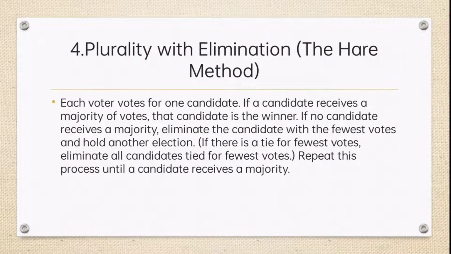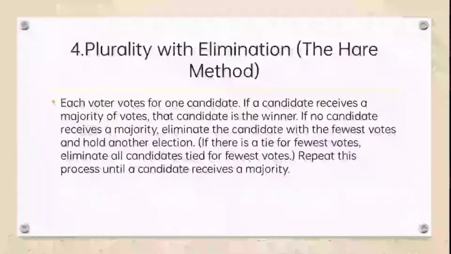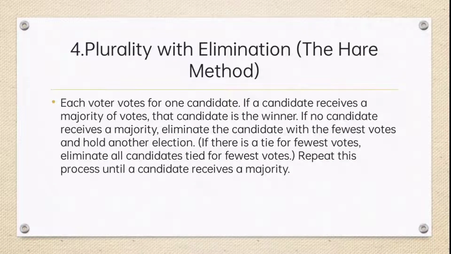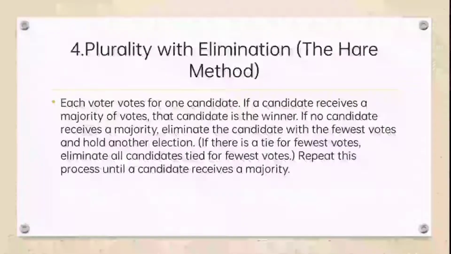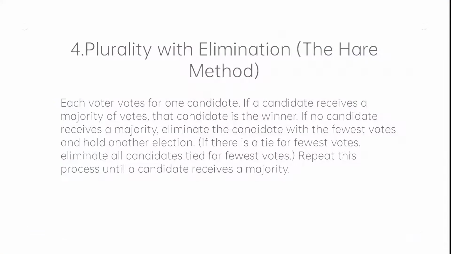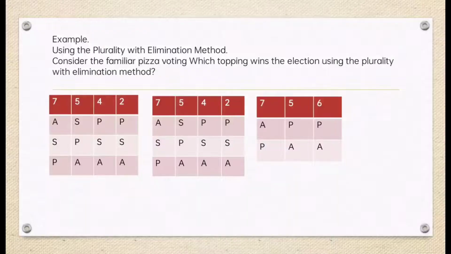Number 4. Plurality with elimination method, the Hare method. Each voter votes for one candidate. If a candidate receives a majority of votes, that candidate is the winner. If no candidate receives a majority, eliminate the candidates with the fewest votes and hold another election. If there is a tie for fewest votes, eliminate all candidates tied for fewest votes. Repeat this process until a candidate receives a majority. Example of using plurality with elimination method.